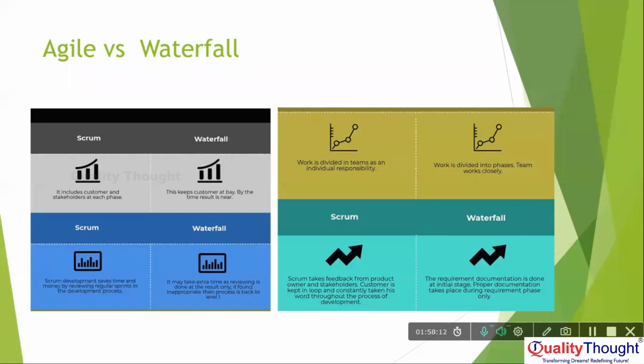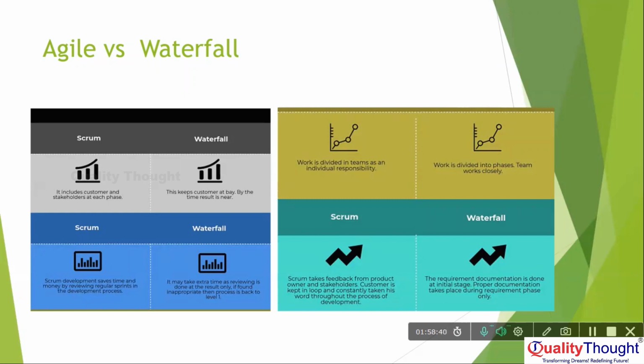And here in Agile Scrum, work is divided into teams. Every person is responsible for what they are going to discuss in the daily status call. You are going to discuss what you did yesterday, what you are going to do today, and what the blockers are. Work is divided in teams and everybody is responsible. Easy to track who is working on what. Here in waterfall, work is divided into phases like requirement phase, initialization phase, analysis phase, design phase, testing phase. Very difficult to track who is working on what.